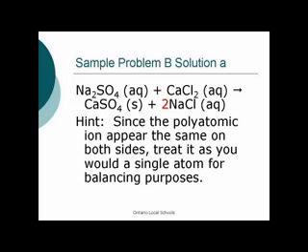So I balance my metals first. I have 2 sodiums on the left, so I put a coefficient of 2 in front of the NaCl on the right. My calcium, I have 1 and 1, so I'm okay there. I have 1 sulfate on the left and 1 sulfate on the right, so I'm okay there. And then when I put my 2 NaCl on the right, there's 2 chlorines there. And there are 2 chlorines in the calcium chloride, so this equation is balanced.